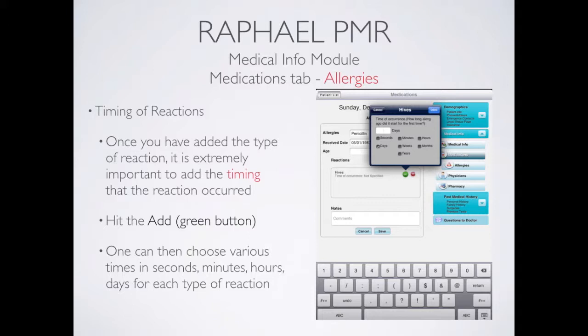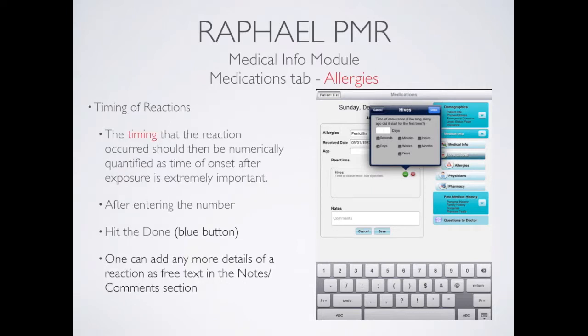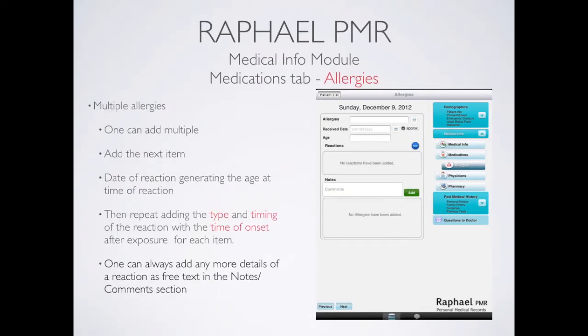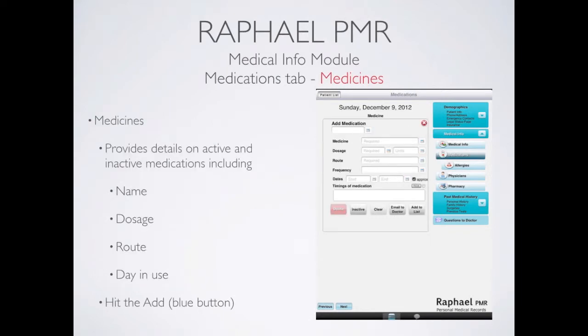The time of the reaction is almost as important. We want to know when this happened and also how long it took to respond. Here you're going to be able to add whether seconds, minutes, hours, days, months, years, and so forth. Then you add in a numerical value, and that will allow you to quantify what the reactions were to these allergens. We can add multiples by clicking the Add button at the bottom there and aggregate multiple allergies and reactions to specific things.